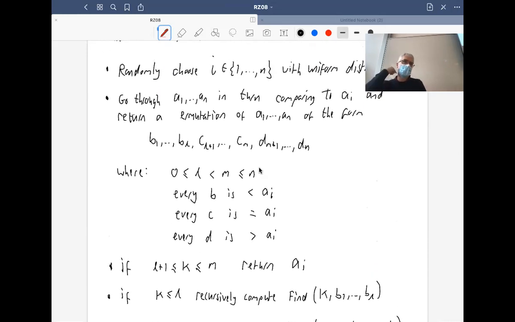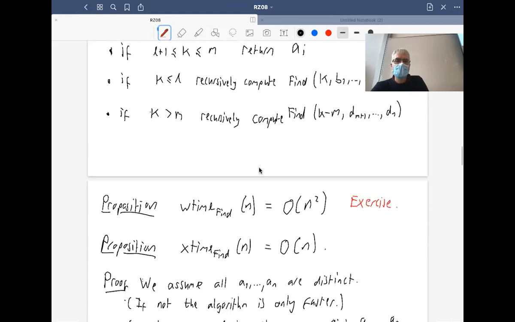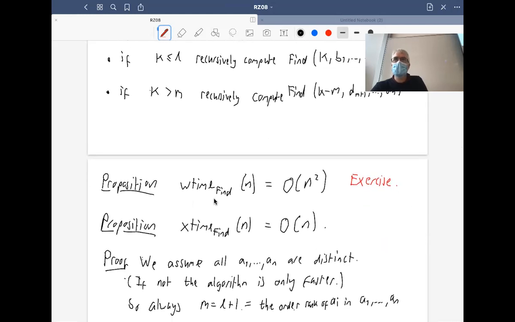So let's look at the runtime of this algorithm. And in fact, one can see that the worst case runtime of this algorithm is big O of n squared, where n is the number of elements in the list. So here we're doing worse than sorting the list and then finding the kth element in the sorted list. That was big O of n log n. So the worst case of this runtime is big O of n squared.